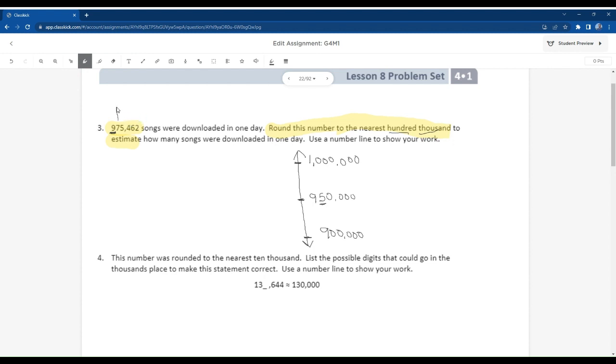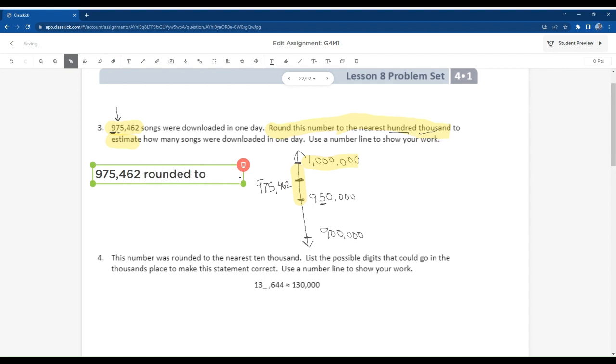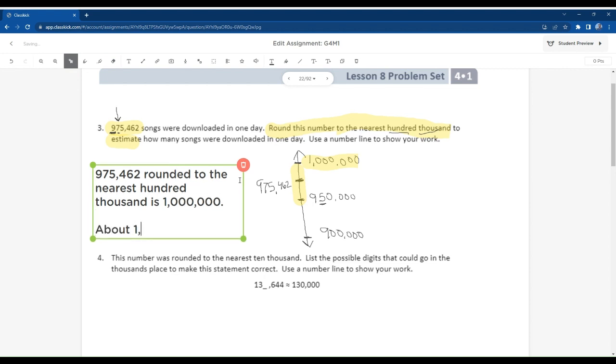So where would 975,462 go? Again, I'm going to pay attention to this digit here in the 10,000s, the next smallest place value. And since 7 10,000s is greater than 5 10,000s, we'd be in this upper section here. 975,462. So again, since I'm above this halfway number, I would round up to a million. So to put that in a sentence, I would say something along the lines of 975,462 rounded to the nearest 100,000 is a million. Or I could say about a million songs were downloaded.